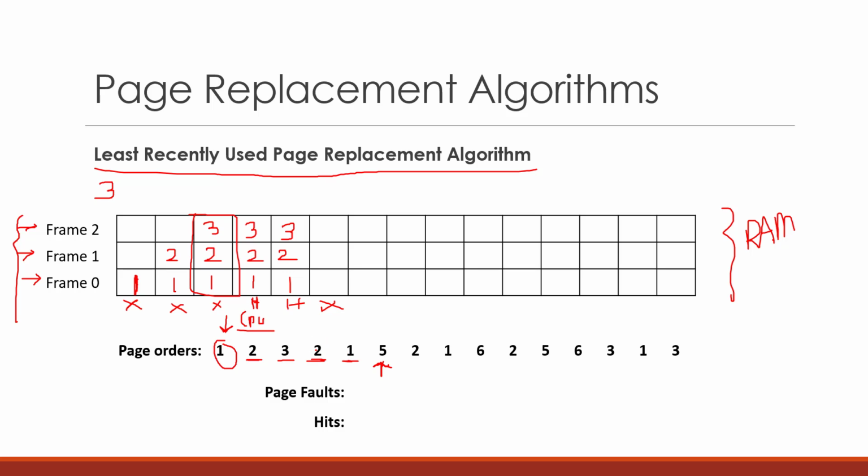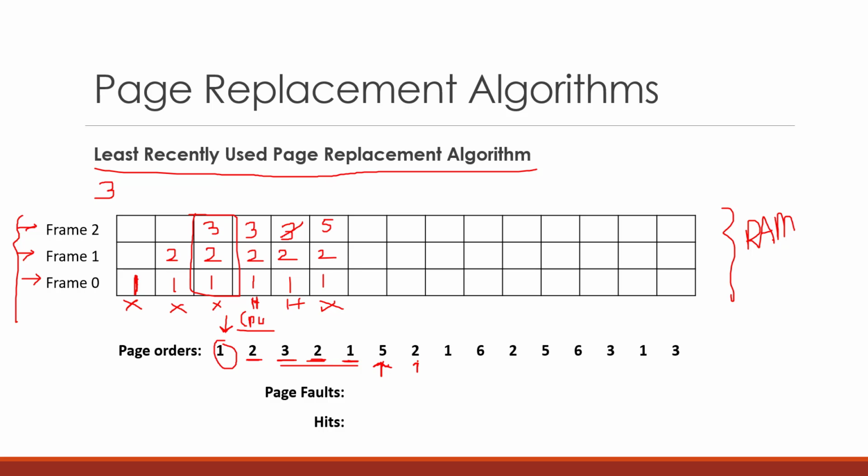So 1 or 2 were recently used, right? We cannot replace 2. But 3 was the least recently used out of these 3 pages. So we will replace 3. We replace 3 by 5, right? So we are going to place 5 at the place of 3. So our new arrangement is 1, 2 and 5, right? 1, 2 and 5. And why did we do this? Because comparing to the other 2 pages, 3 was the least recently used. All right, let's move forward.